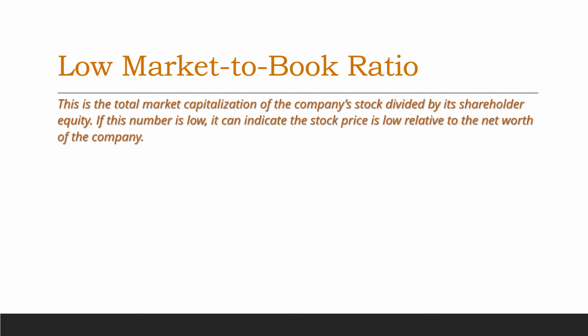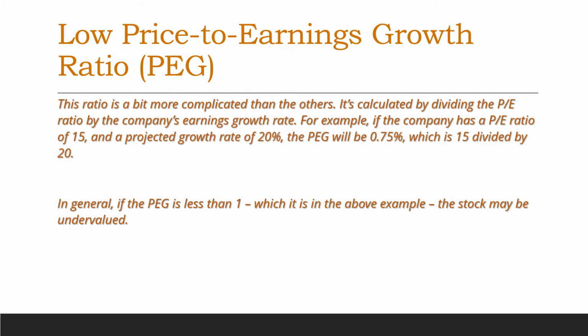Low market-to-book ratio. This is the total market capitalization of the company's stock divided by its shareholder equity. If this number is low, it can indicate the stock price is low relative to the net worth of the company. Low price-to-earnings growth ratio, PEG.